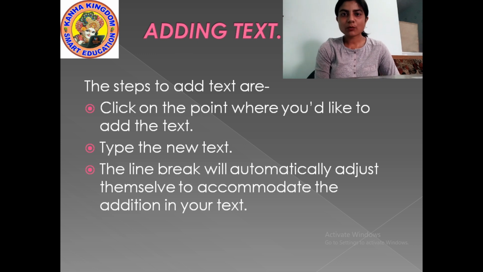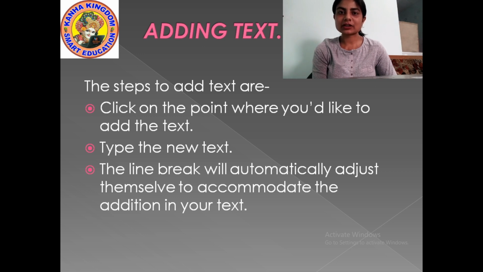So students, now how will you add text in your document? The steps to add text are: click on the point where you would like to add text. Okay? You bring the mouse pointer to the point where you would like to add text. After that, by clicking the left mouse button, the cursor will blink. After that, you type the text there, and the line breaks will automatically adjust themselves to accommodate the addition of your text.